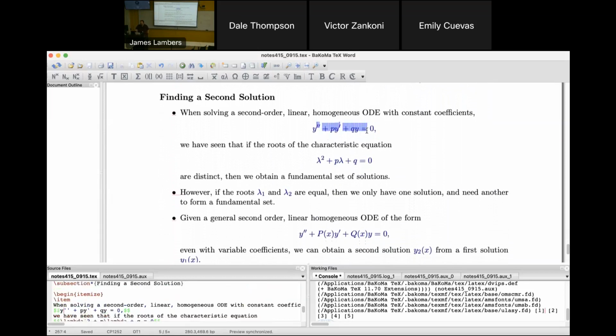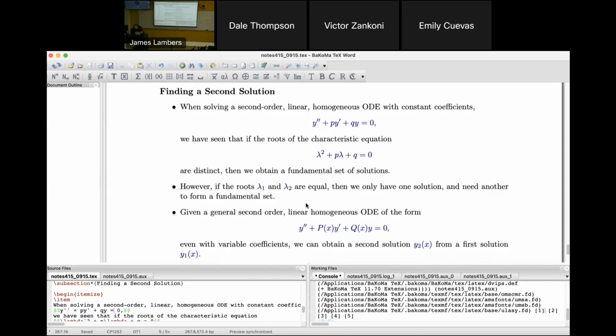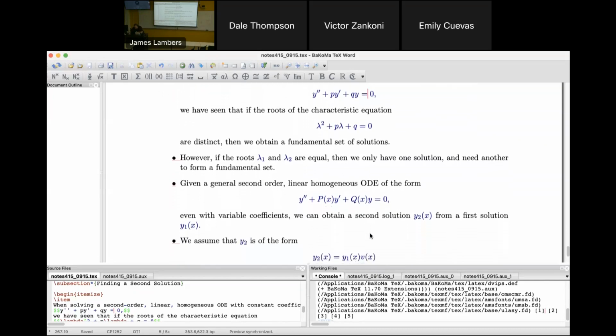You are solving this equation with constant coefficients. Solve your characteristic equation, you end up getting a double root. So e to the lambda 1 x is a solution, but e to the lambda 2 x is the same, therefore not linearly independent. So how can we find a second solution? This will apply whether the coefficients p, q are constant or variable, doesn't matter. That's a nice thing about this method.